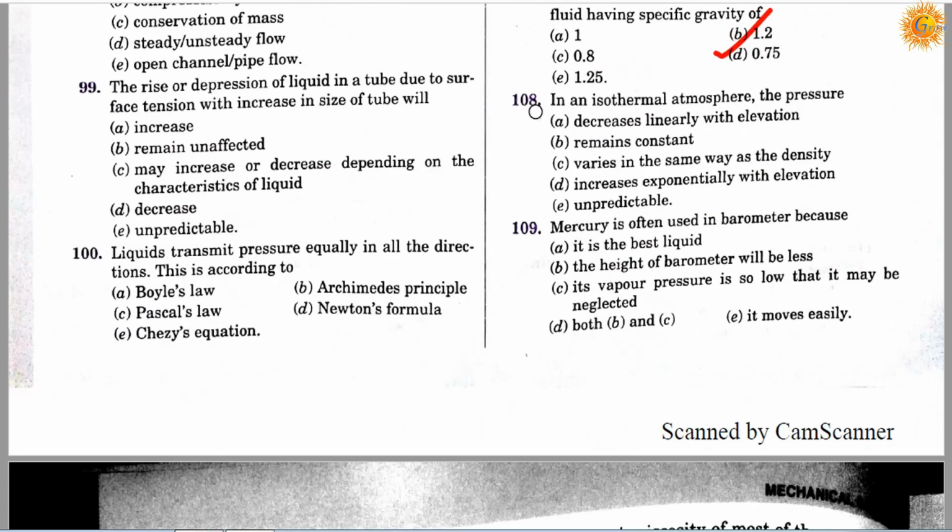Question number 108. In an isothermal atmosphere, the pressure: option A, decreases linearly with elevation; option B, remains constant; option C, varies in the same way as the density; option D, increases exponentially with the elevation; and option E, unpredictable. So the correct answer is C, it varies in the same way as the density.